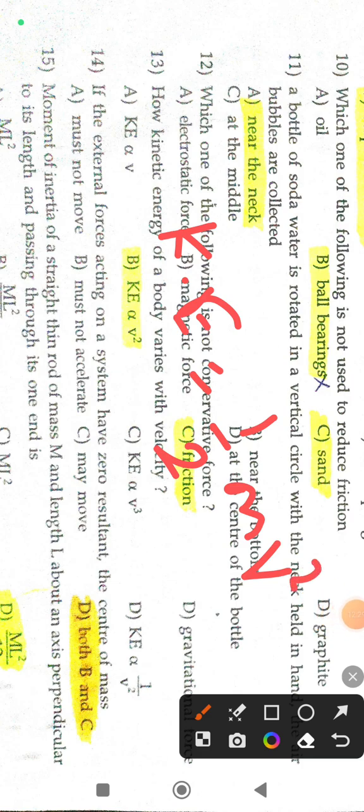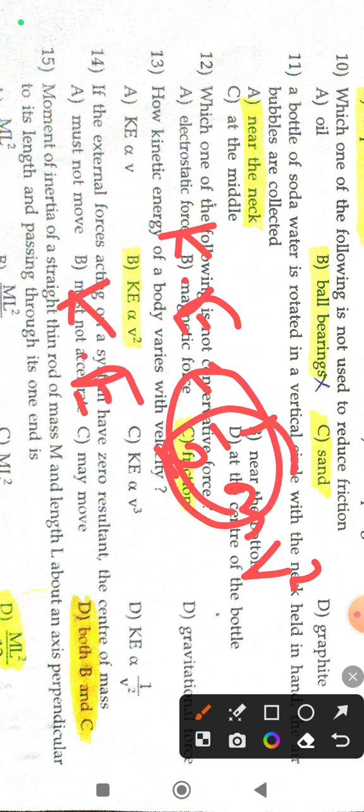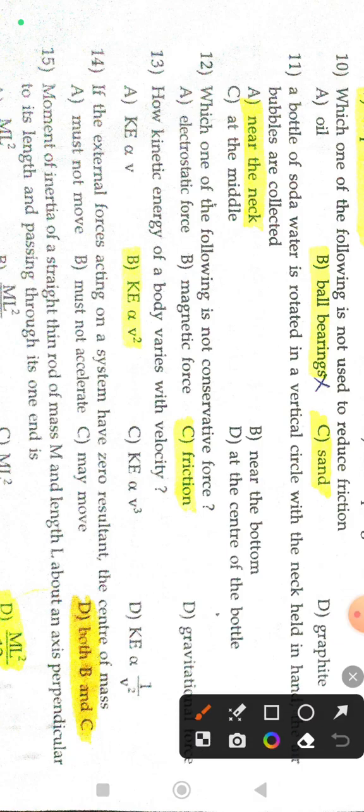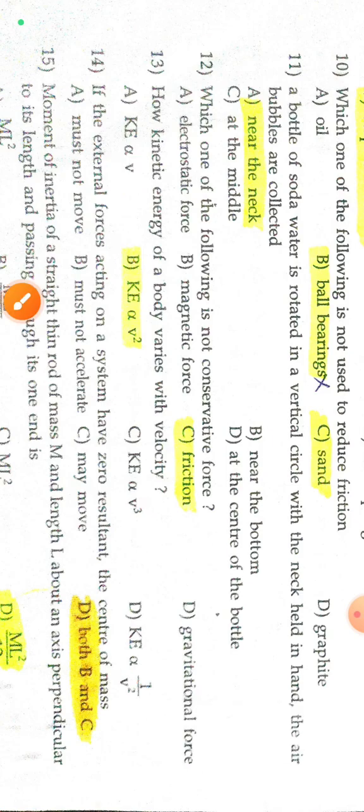Now see, kinetic energy. I am taking the half m term as constant, so I am writing that kinetic energy is proportional to the square of its velocity. So option B is the right answer. V is not, V cube is not, and inversely proportional is not. All these are wrong. So the option is KE proportional to V square.